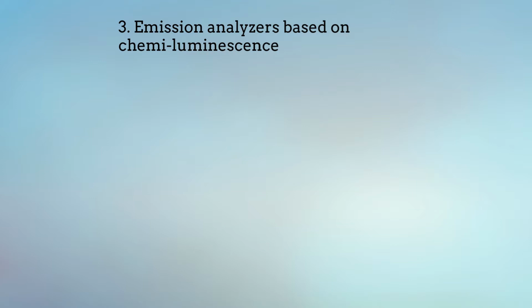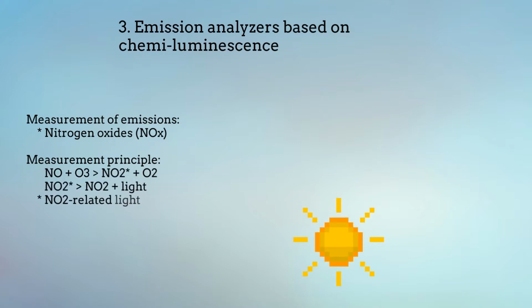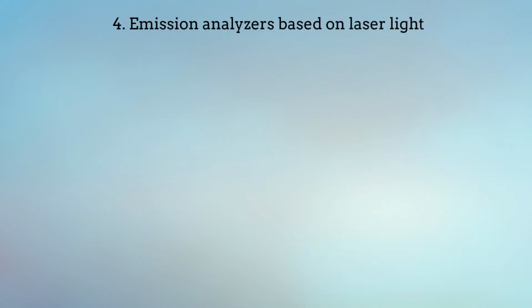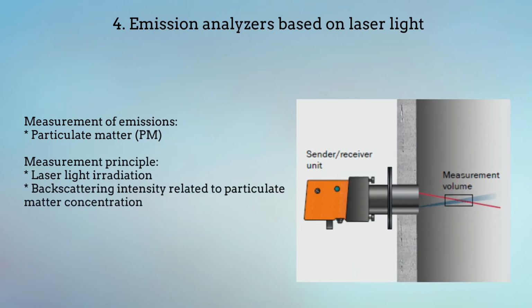Nitrogen oxides can be measured based on chemiluminescence. Nitrogen oxides cause a chemical reaction in the measurement cell, and nitrogen dioxide-related light will be generated and detected. Laser light can be used for the measurement of particulate matter. A studied gas is irradiated by visible laser light. The intensity of backscattering is related to particulate matter concentration.